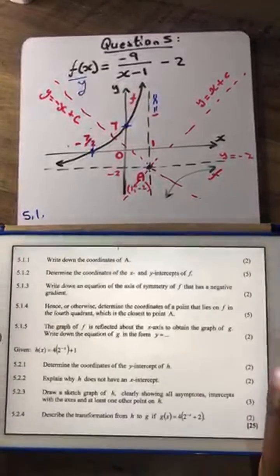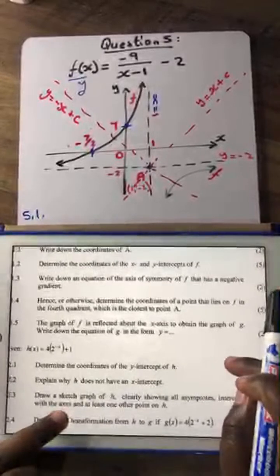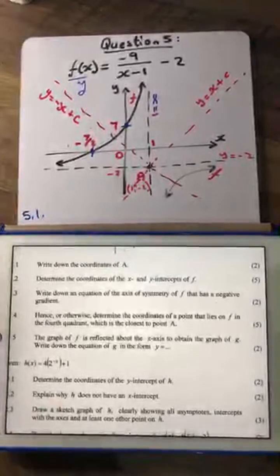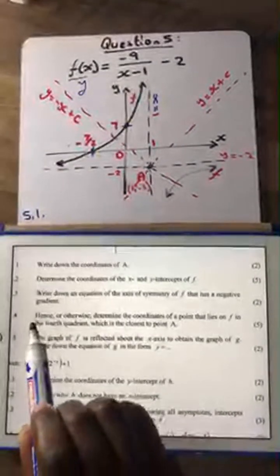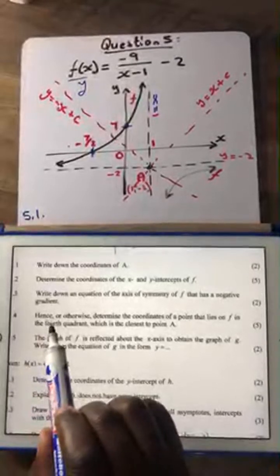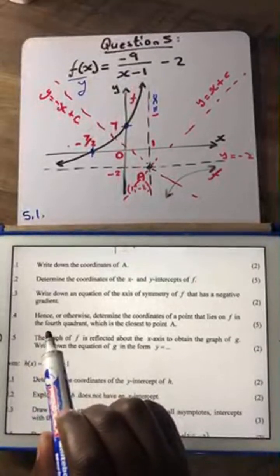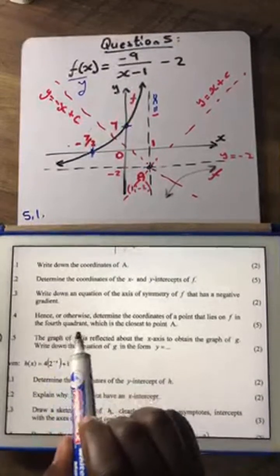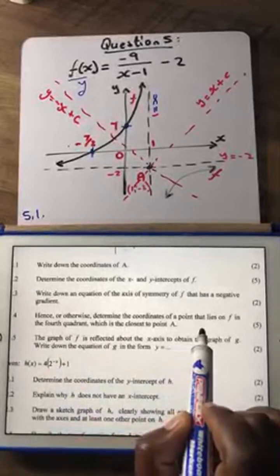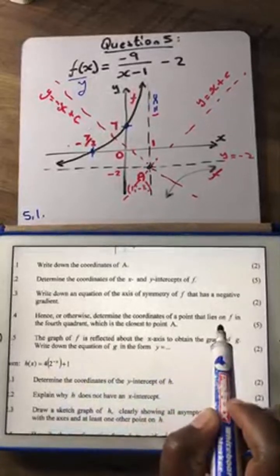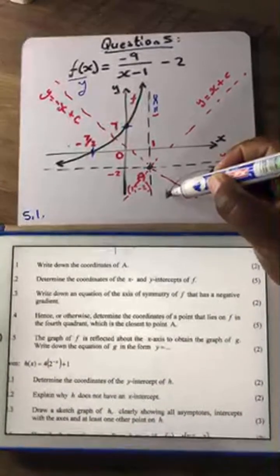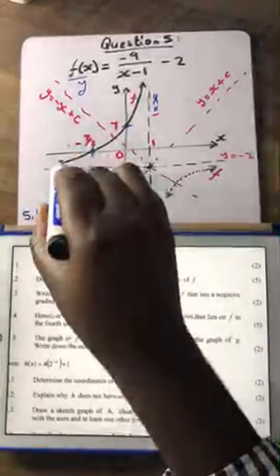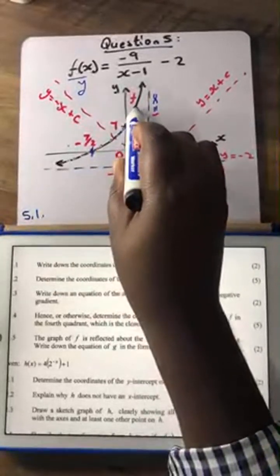I'm going to give you a hint on that one. So let's see. This is what happens. The moment the examiner makes use of that word hence, it simply means you might need to refer to your previous calculation. Hence or otherwise, determine the coordinates of a point that lies on F. When they say a point that lies on F, it means it's a point which could be at any point on that. Remember, this is also F.